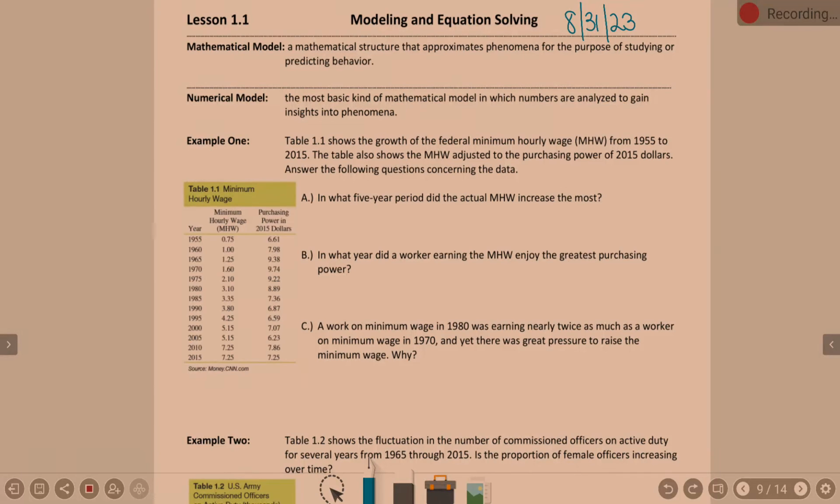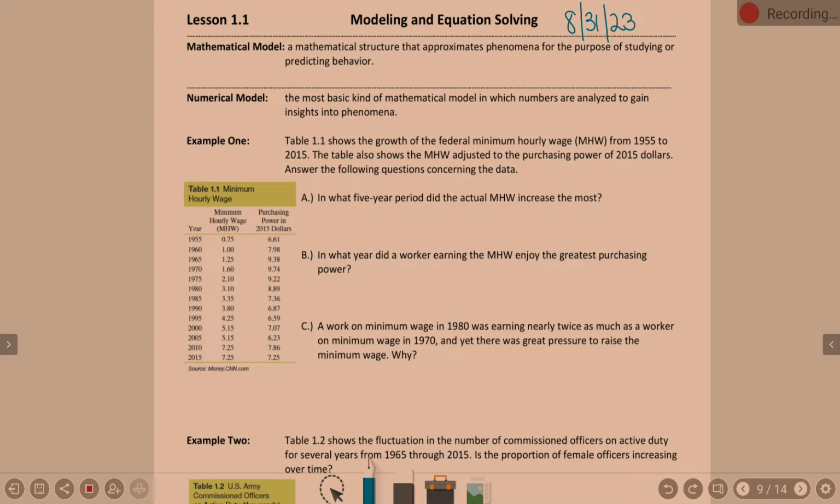Hey guys, lesson 1.1 is modeling and equation solving. So we're going to spend the beginning of this lesson, or the beginning of these notes, talking about different types of models. Okay? All of which you've worked with in some way, shape, or form.